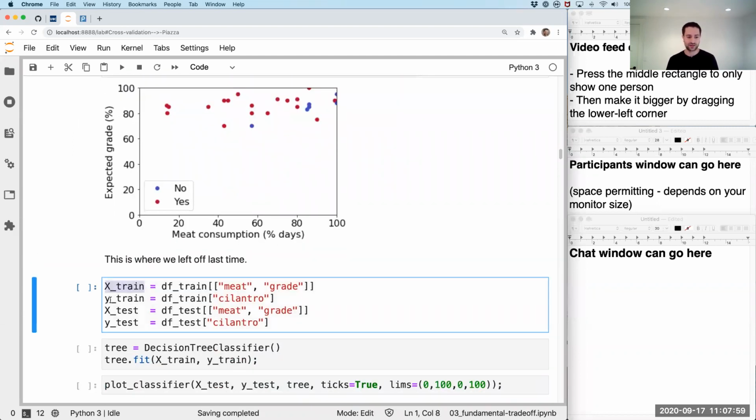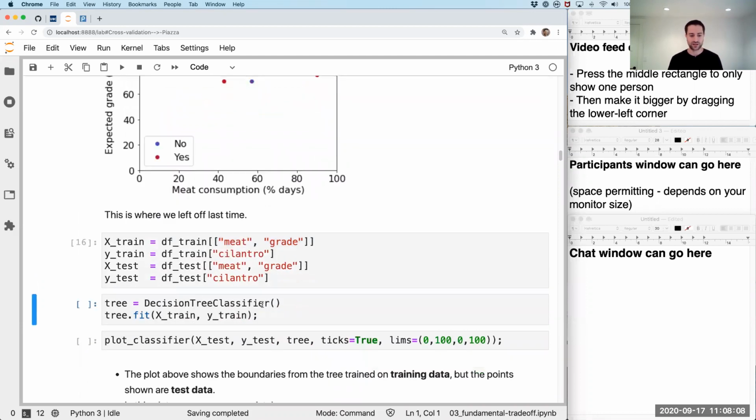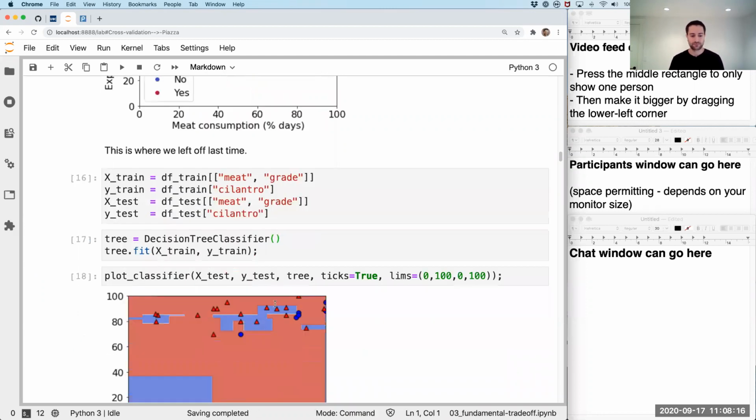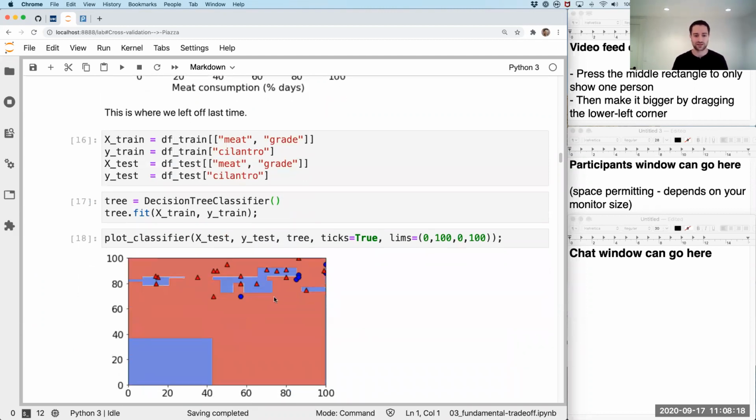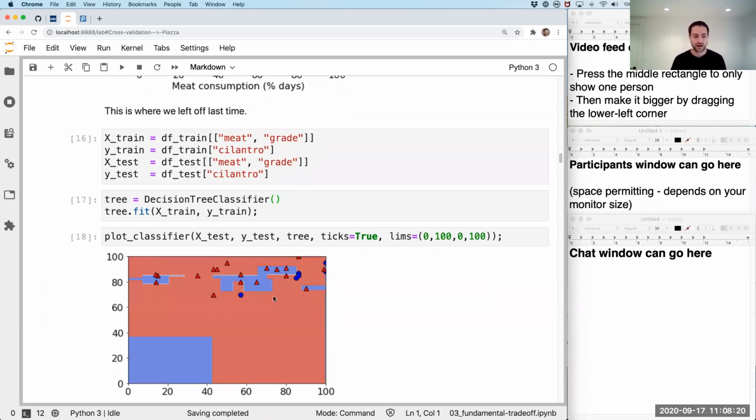So I'm just going to make the X and Y variables for convenience, so I don't have to keep typing in this longer thing every time. And then I'm going to make a decision tree. I'm not setting max depth. So again, by default, that just lets it go as deep as it wants. So you're going to get this very complicated thing. And so we saw this kind of crazy stuff going on last time.